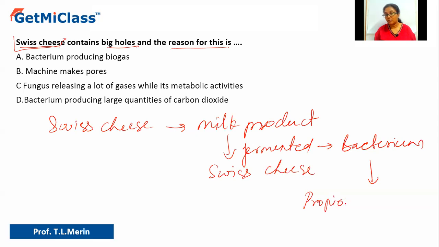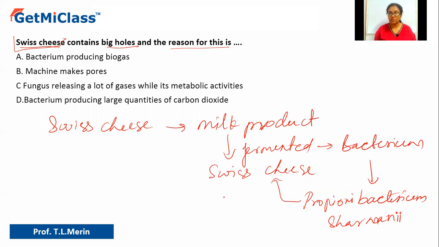Propionibacterium shermani. Okay, shermani. So it looks like an Indian name, Sharma, right? Yes, it is Propionibacterium shermani. This is the bacterium which actually ferments milk and brings about the formation of Swiss cheese.